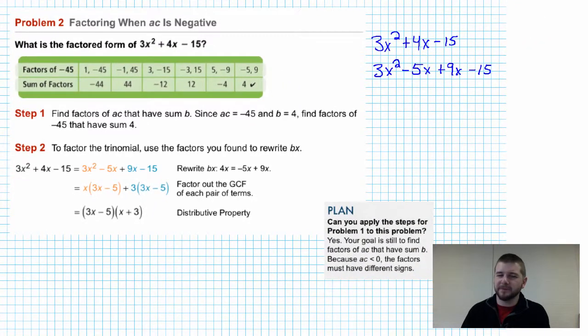Having that information, we know that we can rewrite the trinomial and separate the term 4x into two terms, negative 5x and positive 9x. To follow that up, we group these two binomials and factor out the greatest common factor.